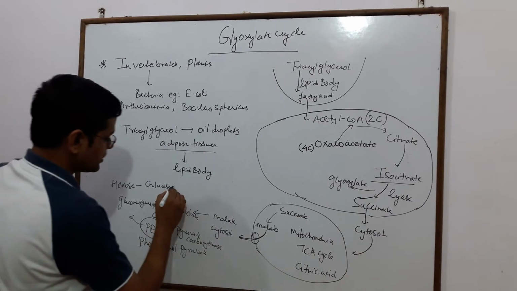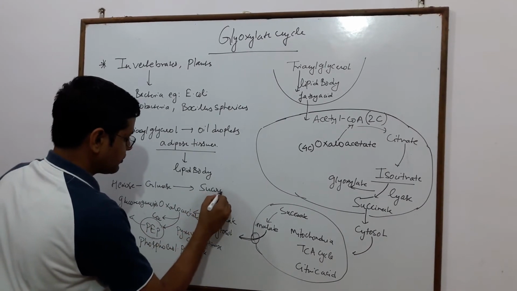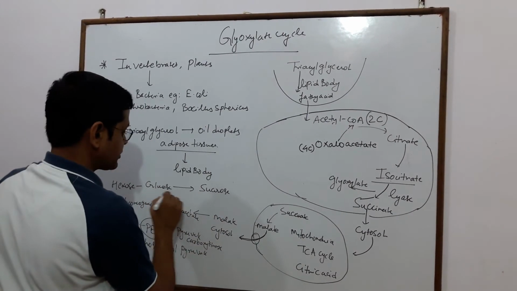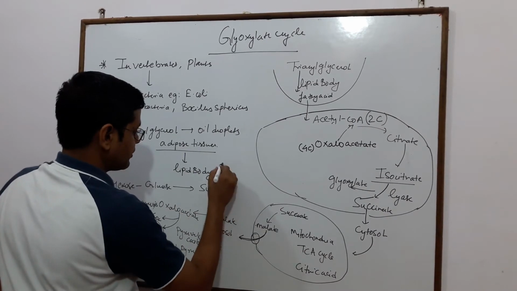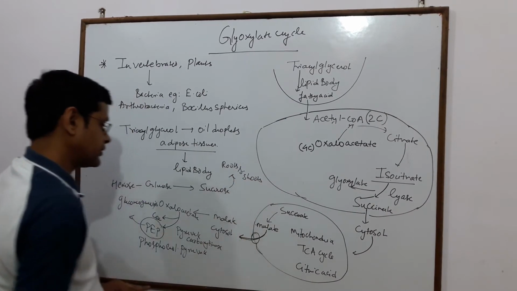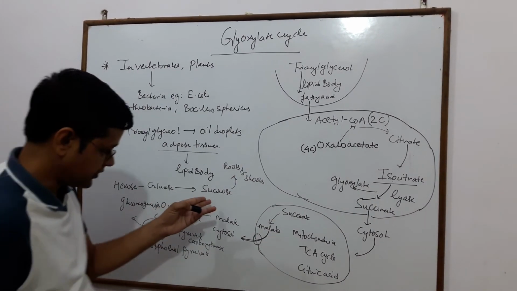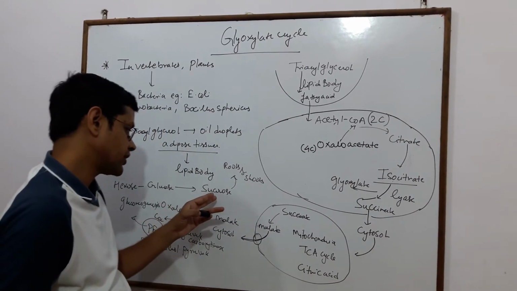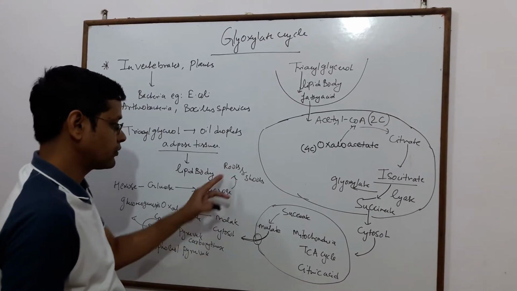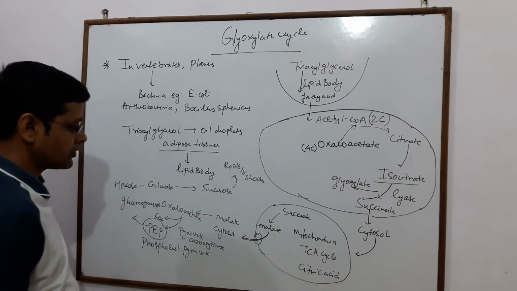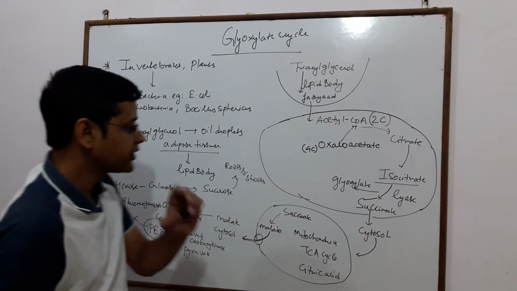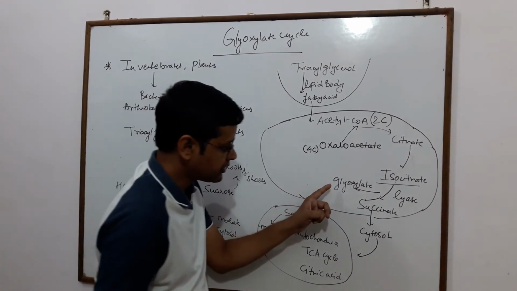Now this glucose is ultimately converted into sucrose, and in this form glucose is transported in roots and shoots and other organs of the plant. In this form of sugar, usually sugar is transported to the roots and shoots of the plant. So this is all about the glyoxylate cycle. One thing I want to clear, the generated glyoxylate.